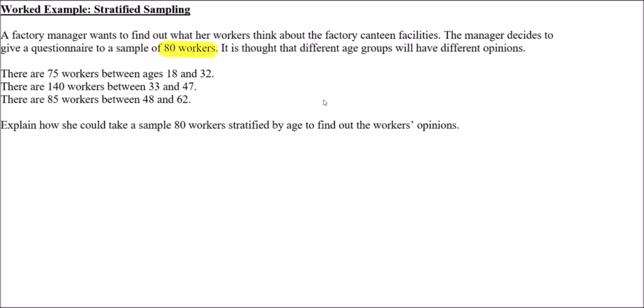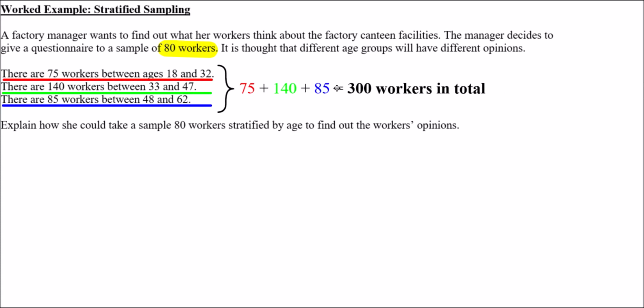Well, first of all, the sample needs to be 80 workers, but in total there are more than 80 workers in the factory, obviously. So the population is 75, aged between 18 and 32, then another 140 between 33 and 47, and the more senior members, 85 of them, between 48 and 62. So in the entire population, there are 300 workers in total.